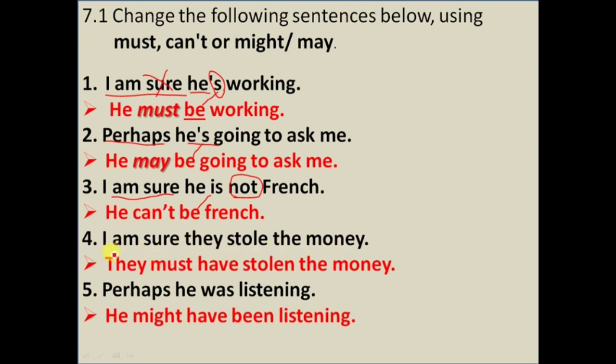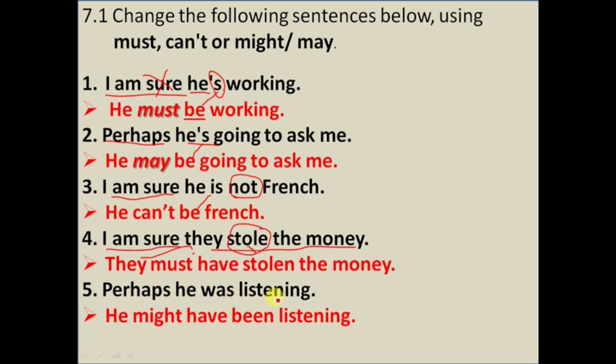See here, I am sure they stole the money. Let's see. I am sure, it means you are 100% sure. The sentence is positive, therefore must. So begin with the subject, they must. See here, the verb or the tense is in past. Therefore we have to change it into have plus V3. So they must have, the V3 form of stole is stolen. Steal, stole, stolen. So they must have stolen the money.